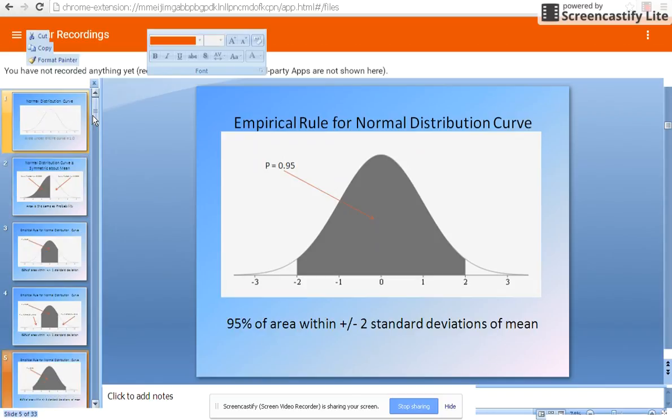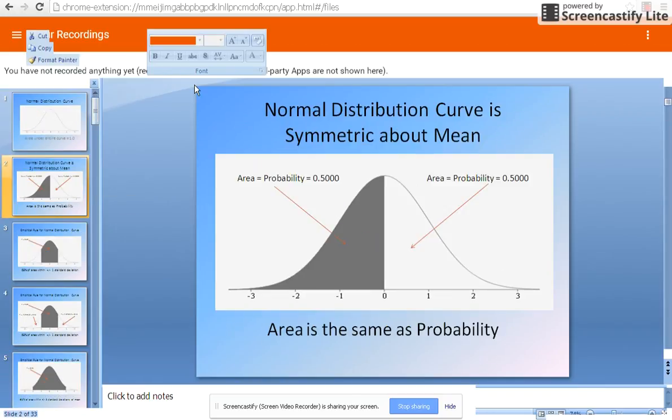Let's see if we move back. Here, this slide shows us that the curve is symmetric. The areas to the left are the same as the areas to the right.